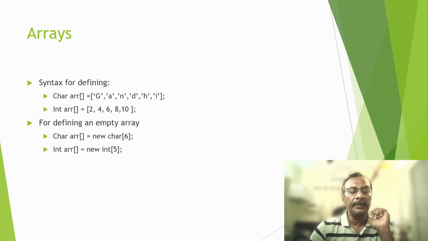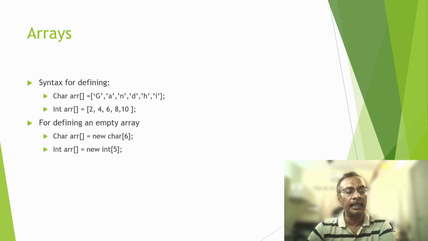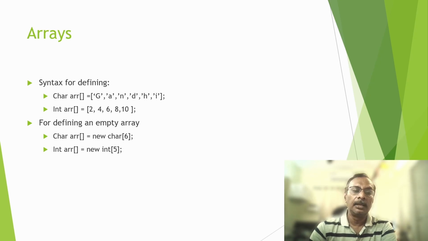Now, if we say new char 6, what it will do is allocate memory of character type, and the size of the array, that is the number of characters you can store in that array, is 6. Get it? Similarly, int arr square brackets equal to new int of. So this is how you define an array. Is this clear?